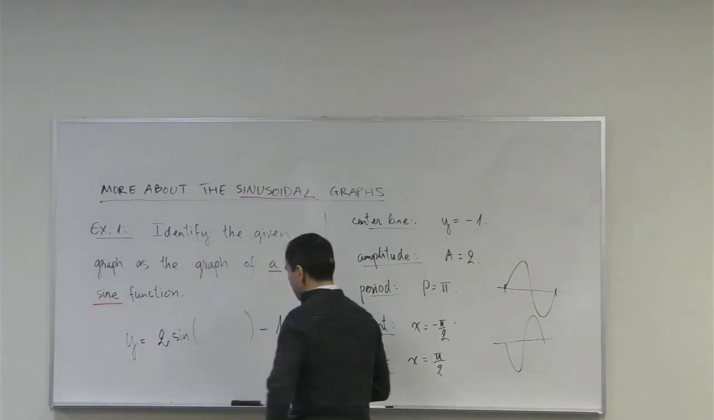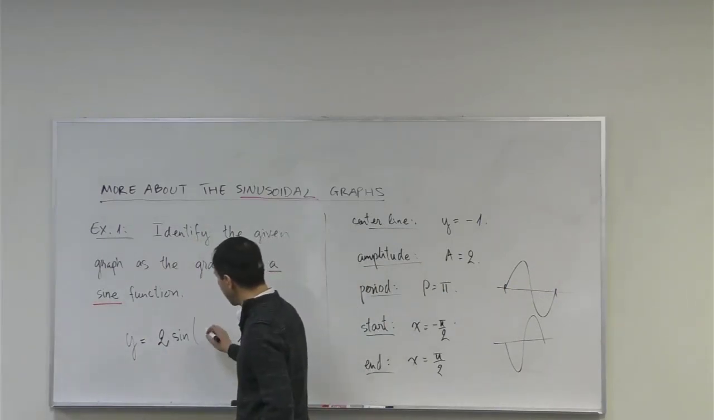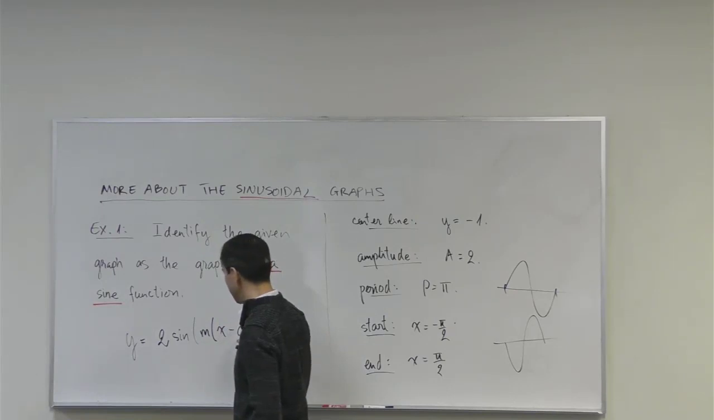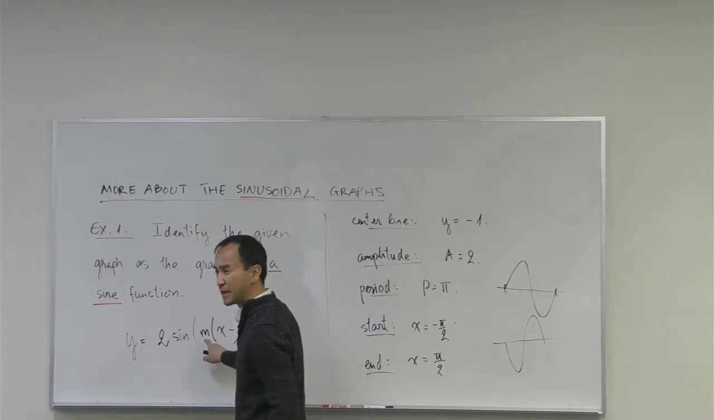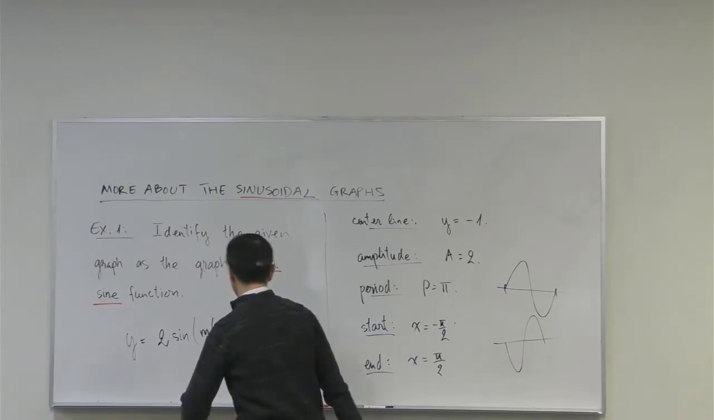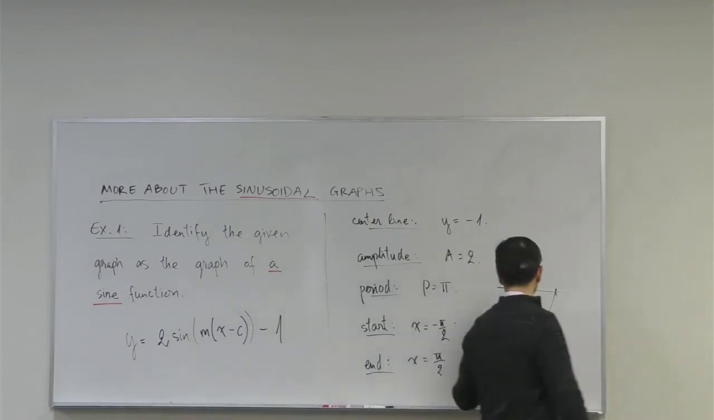But remember, it's best to do this. The inside part right here, a lot of times we factor it out in the form of some coefficient m multiplied with x minus c, right? The c here is responsible for the starting point. See what I'm saying? And then the m right here is related to the period. That's how we want to see it. So the information is right there.